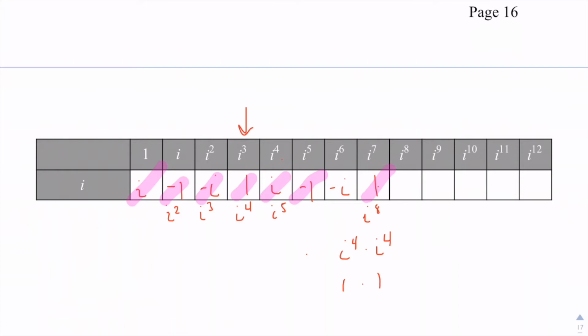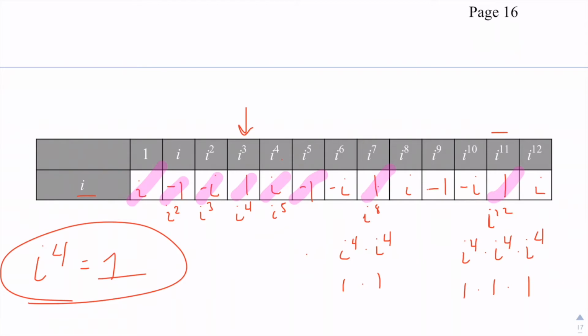So after 1 again, we go back to i, then we go back to negative 1, then we go back to negative i, and then we go back to 1, because here we have i times i to the 11th, which is i to the 12th, which we can break down into i to the fourth times i to the fourth times i to the fourth, which gives us 1 times 1 times 1. So yes, that holds true again right here. Obviously after 1, we go back to i. So this is what we know: every time we have a power of i to the fourth, it equals 1. That's a really important concept.